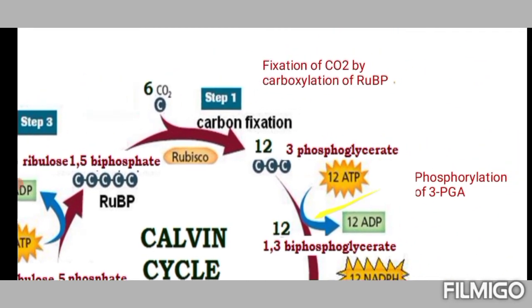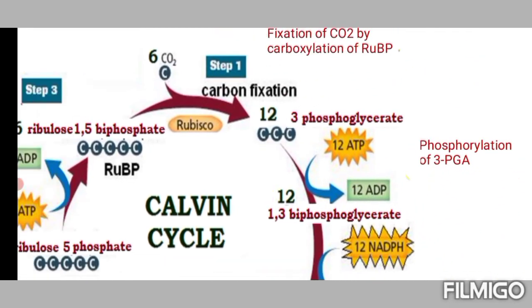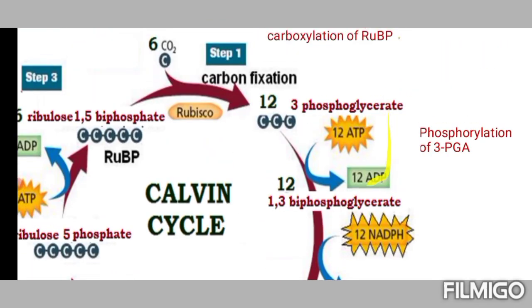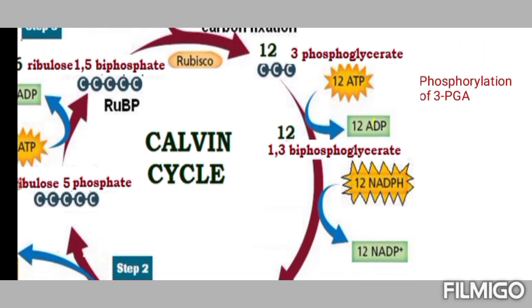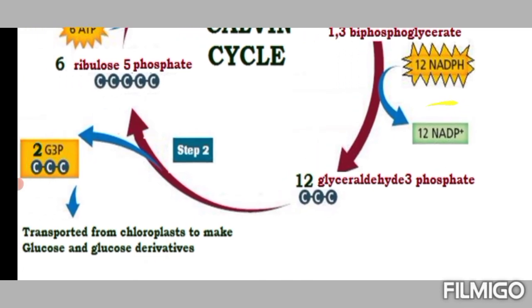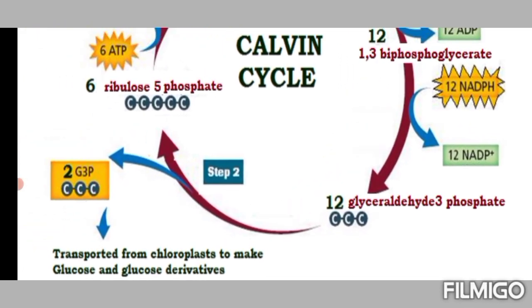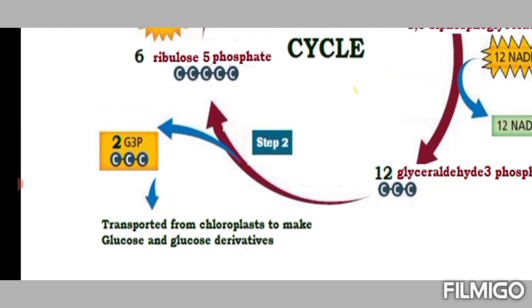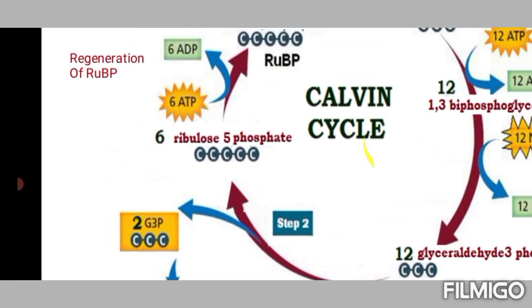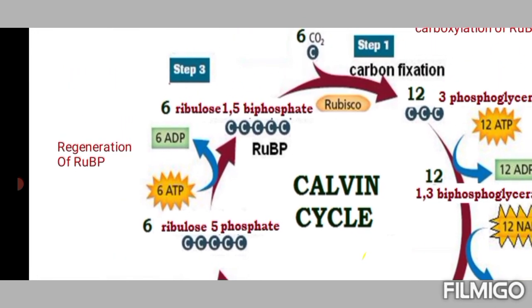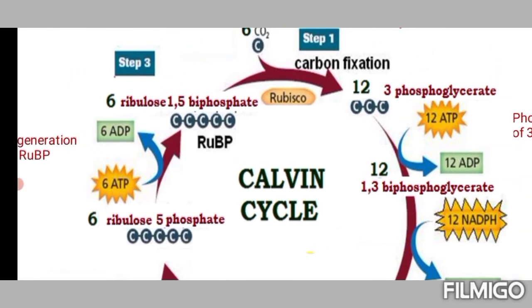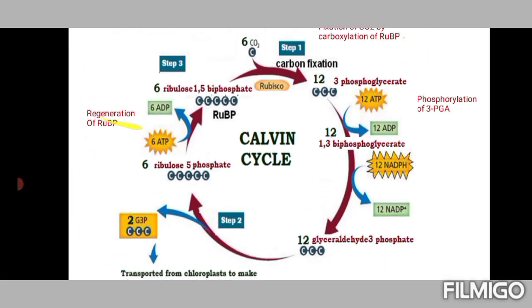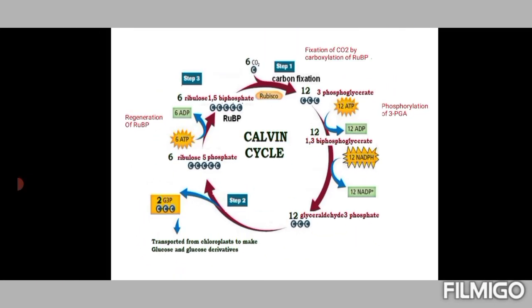Step one here is carbon fixation. Then these compounds are formed: 3-phosphoglycerate, 1,3-biphosphoglycerate, glyceraldehyde 3-phosphate. Then step 2 involves condensation of glyceraldehyde 3-phosphate, so some glucose and other derivatives are formed. Then finally, step 3, regeneration of ribulose 1,5-biphosphate. This is the Calvin cycle, you can see in detail here.